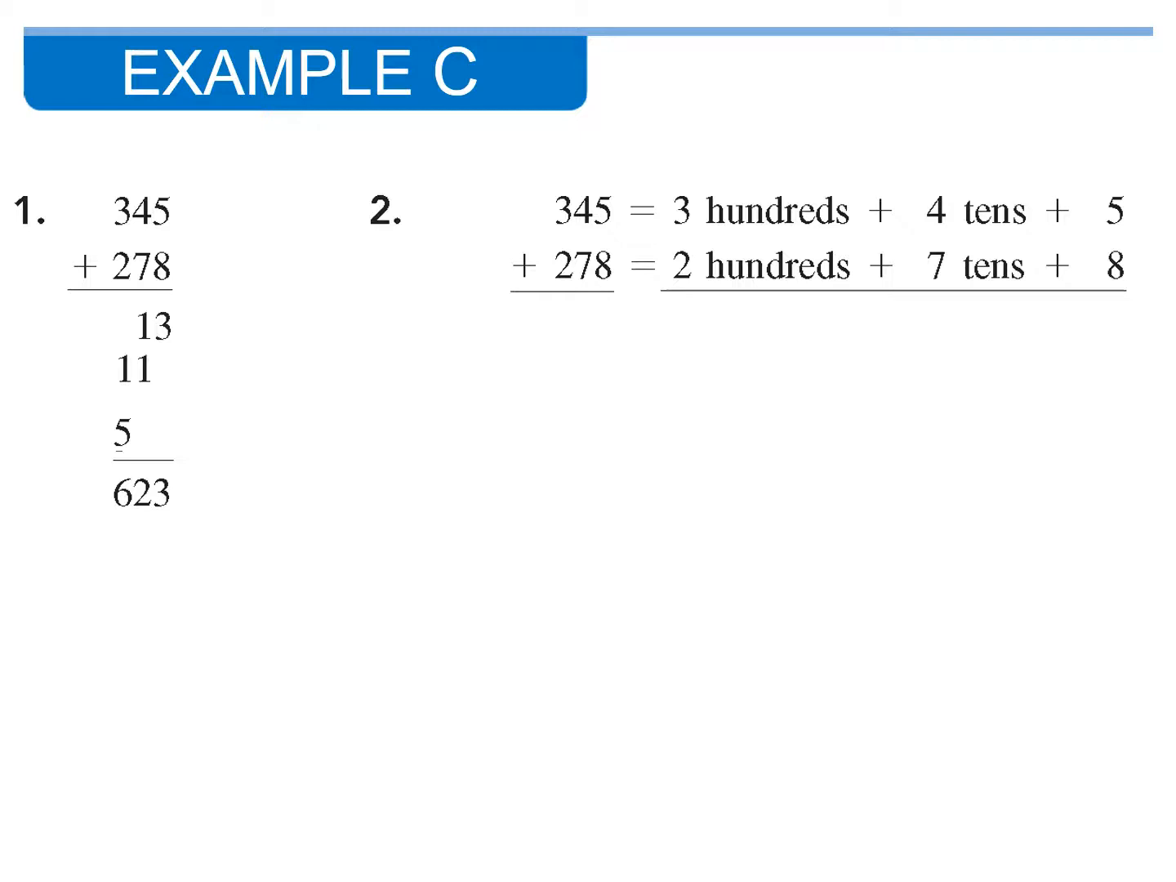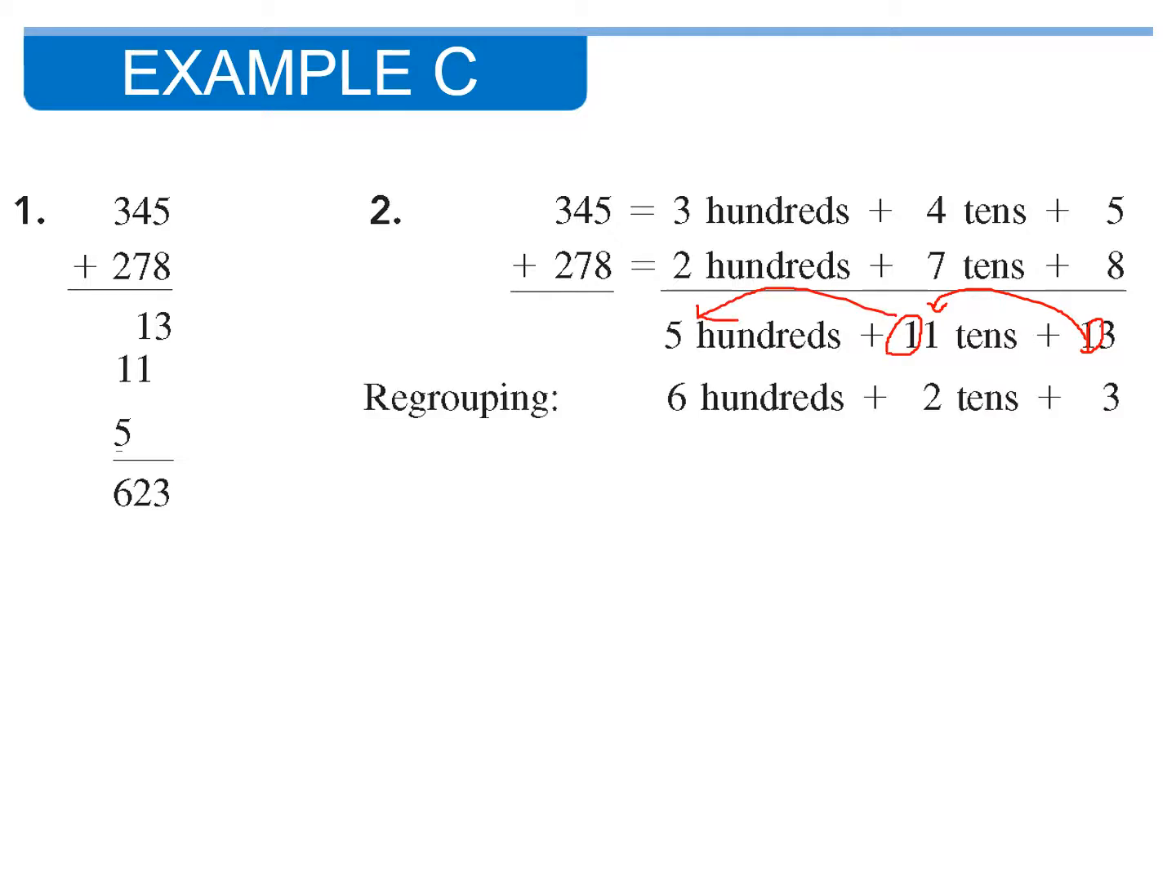If I write the numbers out, 3 hundreds, 4 tens, and 5, this is what's happening. So I'm going to add the 5 hundreds, the 11 tens, and the 13 ones. But when I regroup and move the 10 over here and move this 10 over here, I end up with 623: 6 hundreds, 2 tens, and 3.